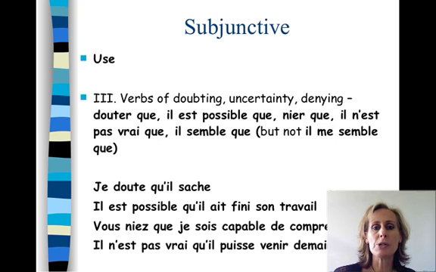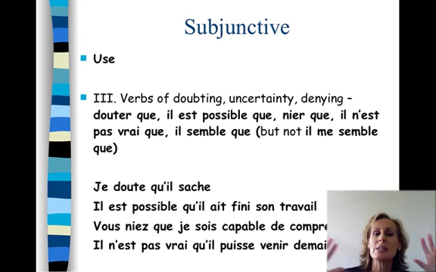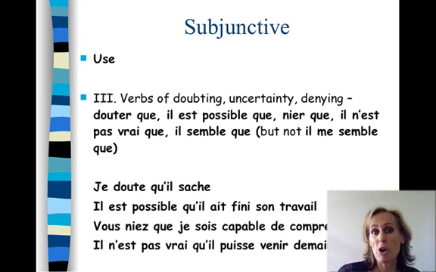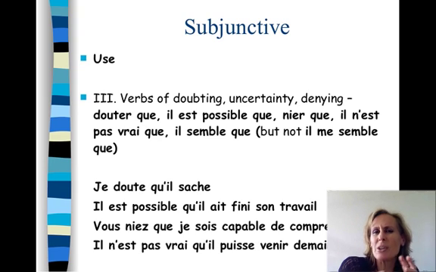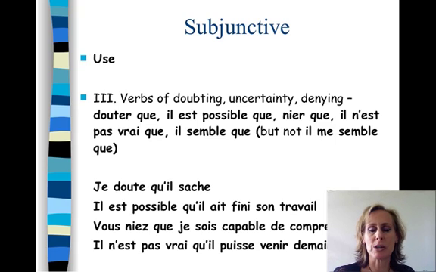Three. Verbs of doubting, uncertainty, and denying. So here's that element of uncertainty, subjunctive. So verbs like douter que, il est possible que, also, il est peu probable que. Il est probable que takes the indicative. It's probable, meaning it's quite likely. That's going to be the indicative. But if we're saying it's possible or it's unlikely, peu probable, these ones take the subjunctive.